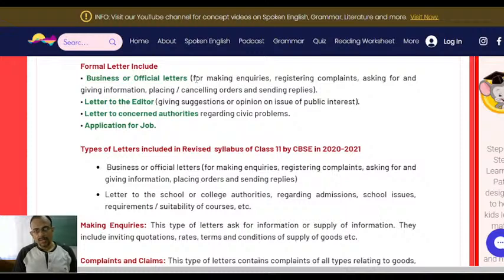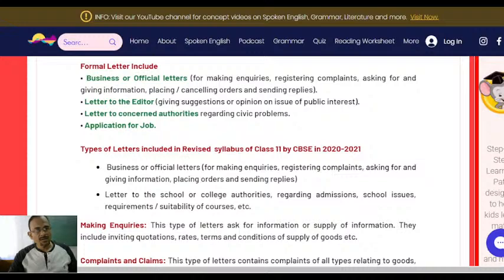So in each category of business and official letter, we have different categories as well. For example, in business letters, you get making inquiries. In business letters, you get registering complaints, asking for giving information. It is also there in official letters, right?